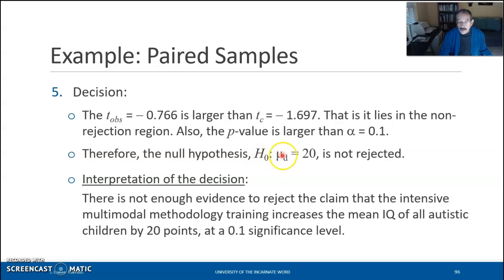So we cannot say that the mean gain in IQ because of this training is 20 points. Interpreting this decision, we can say that there is not enough evidence to reject the claim that the intensive multimodal methodology training increases the mean IQ of all autistic children by 20 points at a 0.1 significance level. All right, so based on the hypothesis test, all we can say is that the mean does not seem to be different from a gain of 20 points in IQ when this training is applied.